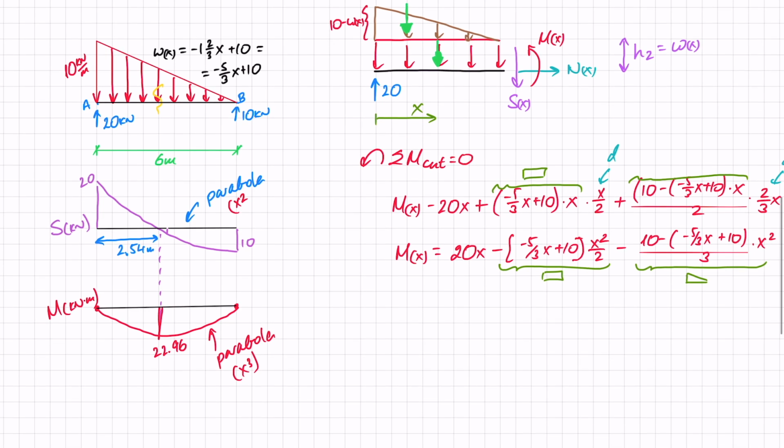And now, just like before, let's see what happens at our points of interest. So what happens when x equals 0, when x equals 6, okay, point A, point B, and what happens when x equals 2.54. So expecting to get 0, 0, and 22.96. And so if we check 0, we can see that all the terms add up to 0, so that is 0 here. If x equals 6, we get 120 here, and then minus, within the brackets we get 0, so that is 0 here for that rectangle bit. And then for this bit we get 120, and that gives us 0.